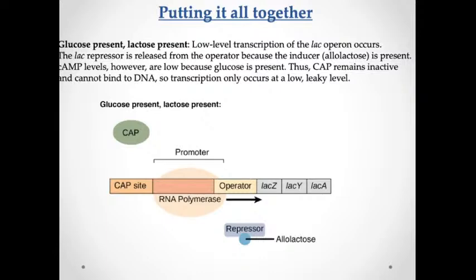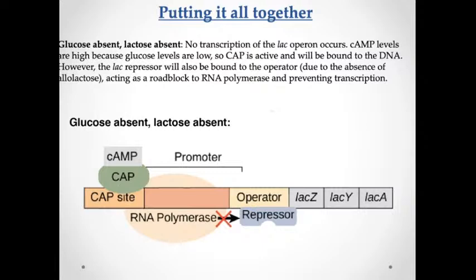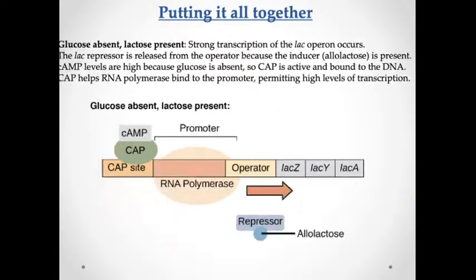So RNA polymerase will produce, but because glucose is present, CAP cannot attach to the CAP site there. But when glucose is absent and lactose is absent, CAP could be attached, but the repressor will be attached to the operator. So this will lead to a roadblock to RNA polymerase, and it will prevent transcription.